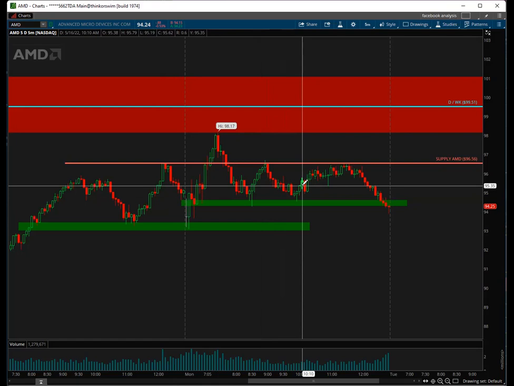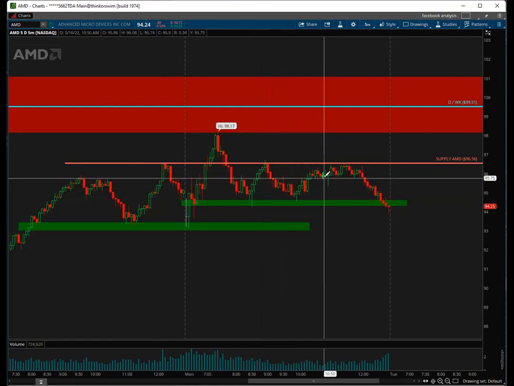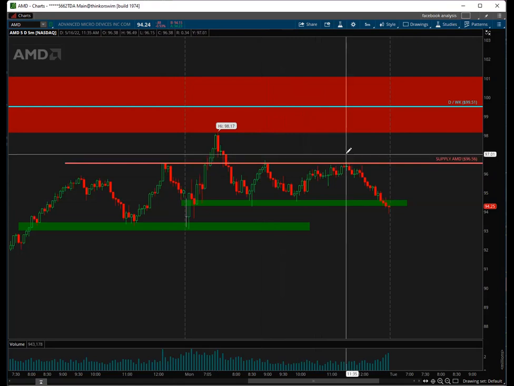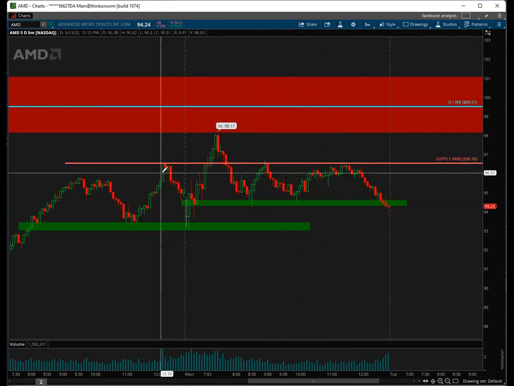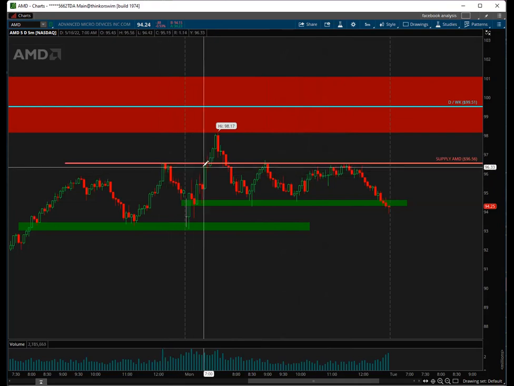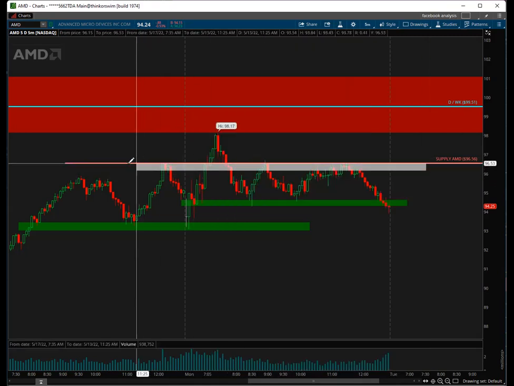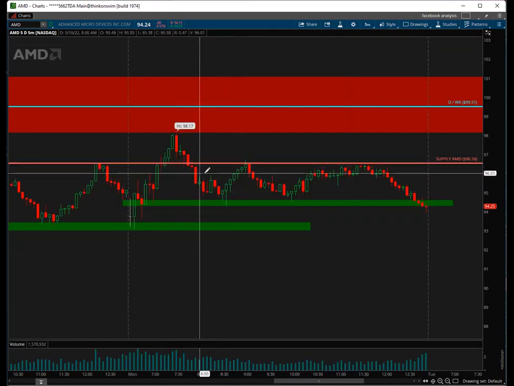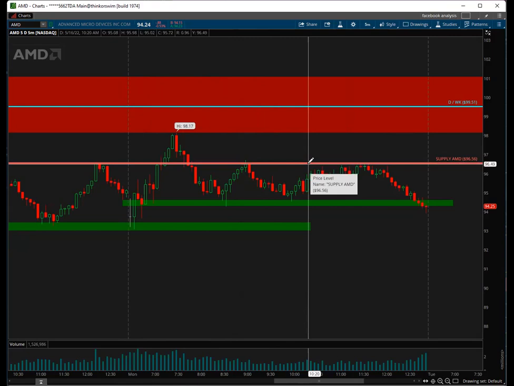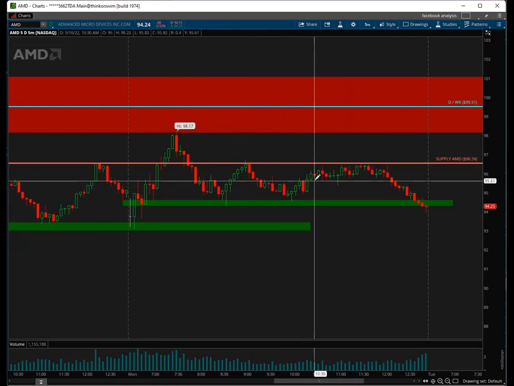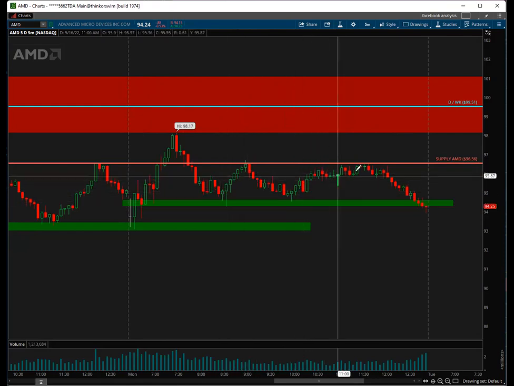And here we go. AMD bounces up again. And guess what happens? It touches the same exact supply zone as it was doing earlier and the day before. Here we go. 1, 2, 3, 4. So 4 times it tried to break this level of 96.60 right here on AMD. It was just going up and down, sideways, up and down.